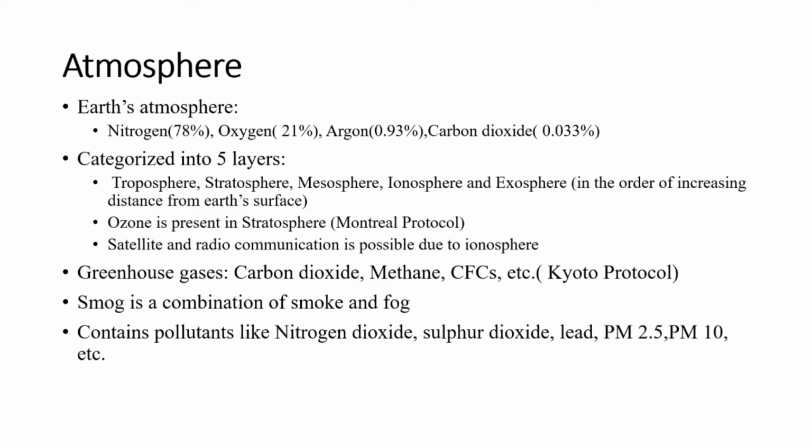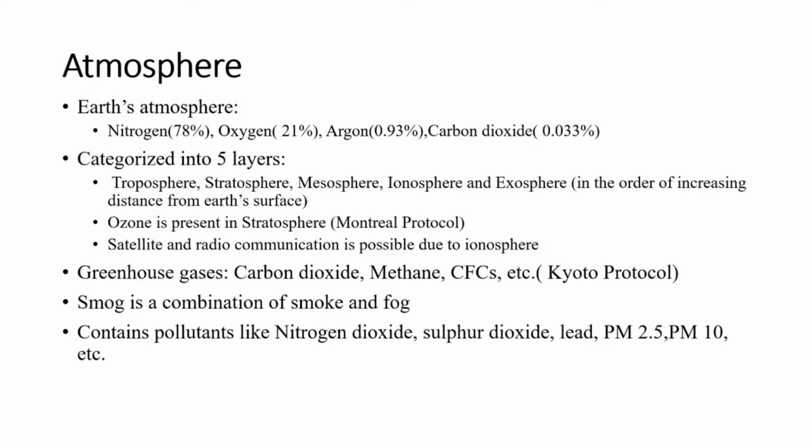As we are aware, Earth has its own atmosphere and it contains many gases, nitrogen being the most abundant, about 78%, then oxygen 21%. These two gases constitute 99% of the Earth's atmosphere. Argon comes next after oxygen, at 0.93%, and after that carbon dioxide, 0.033%, and the rest of the gases are in traces.